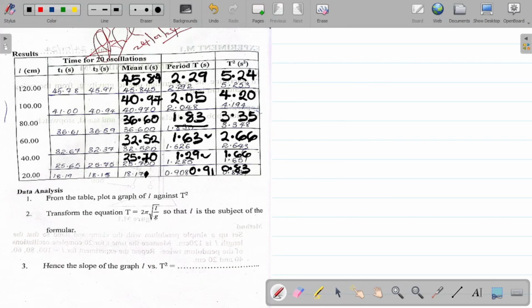All right, so from the data analysis, we filled up the table. Let's get to the next thing there, data analysis. That's this.